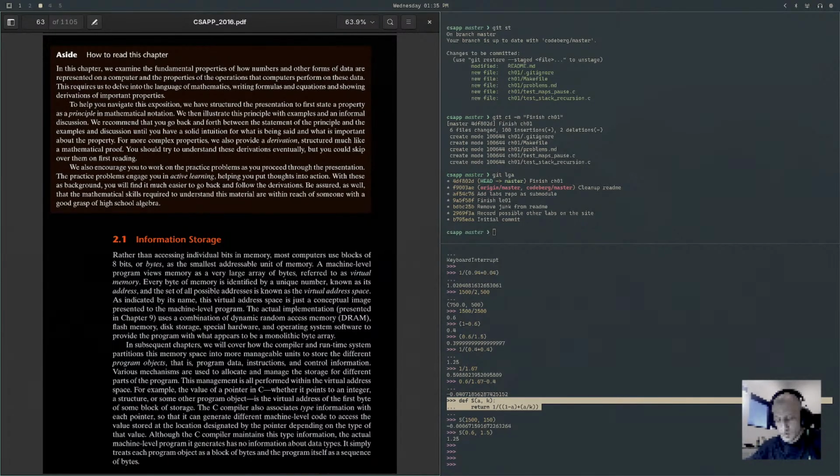Be assured as well that the mathematical skills required to understand this material are within reach for someone with a good grasp of high school algebra.